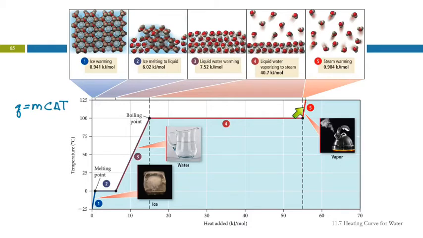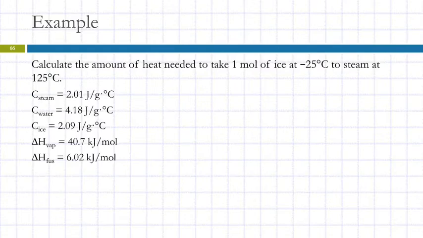If you're cooling something down, it's the same process, except that the energy is going to be negative because it's being released. So here's an example. This example is actually what's shown on the previous slide. For good or bad, I don't know. Calculate the amount of heat needed to take 1 mole of ice at minus 25 degrees Celsius to steam at 125 degrees Celsius.